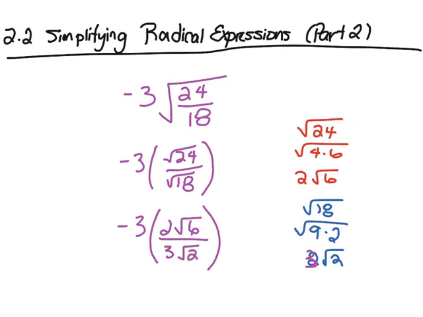Now we multiply it in. The 3's are going to cancel, so we're left with negative 2 root 6 over root 2. Or negative 2 root 6 over 2.